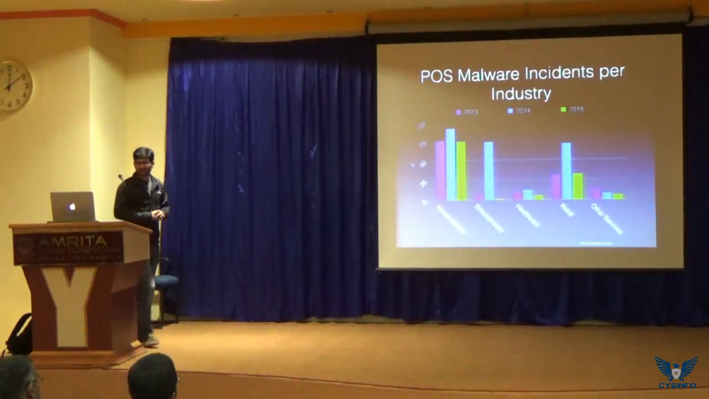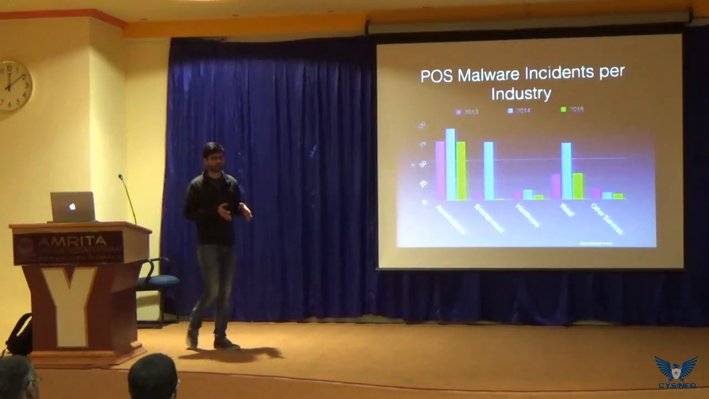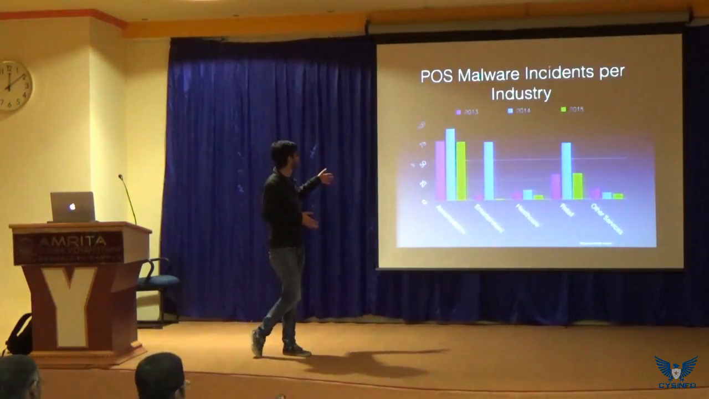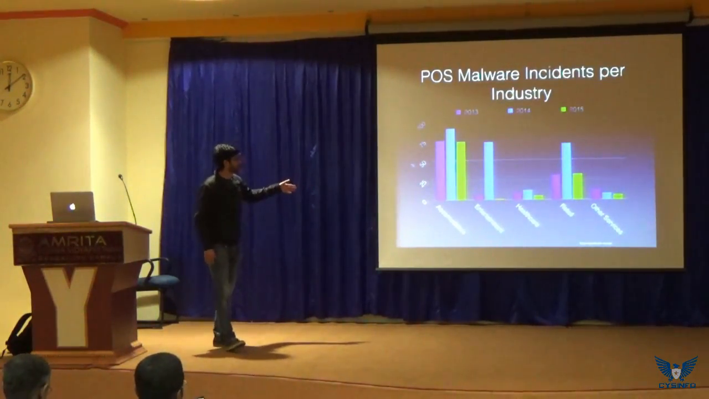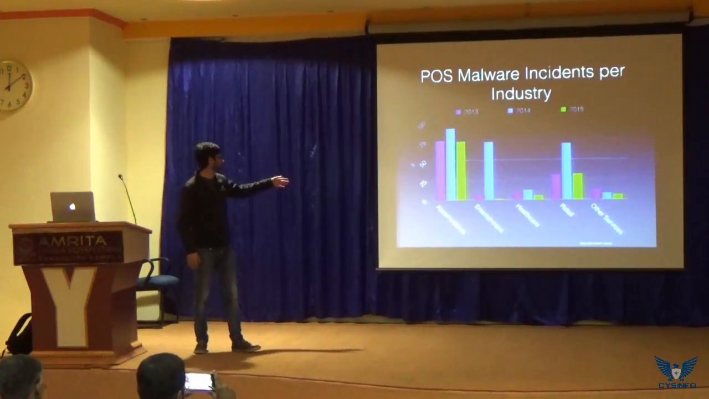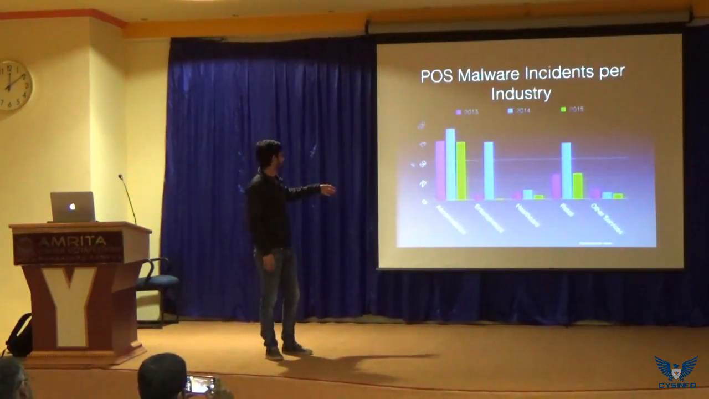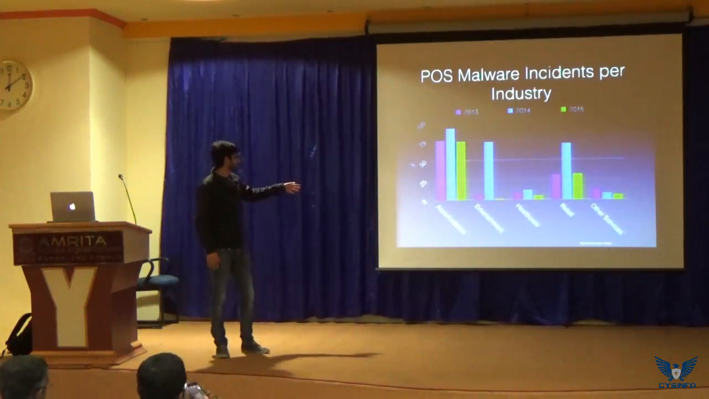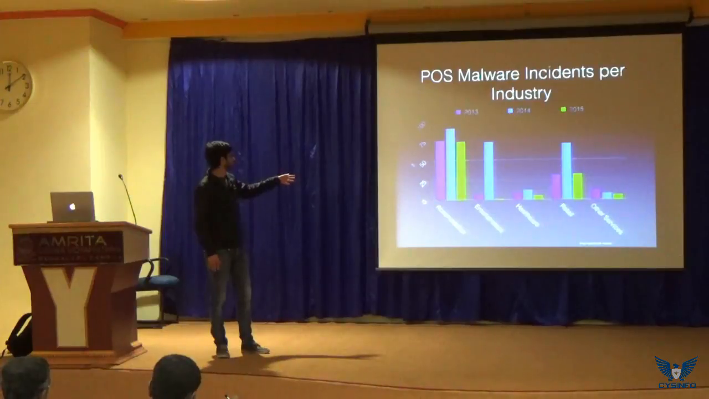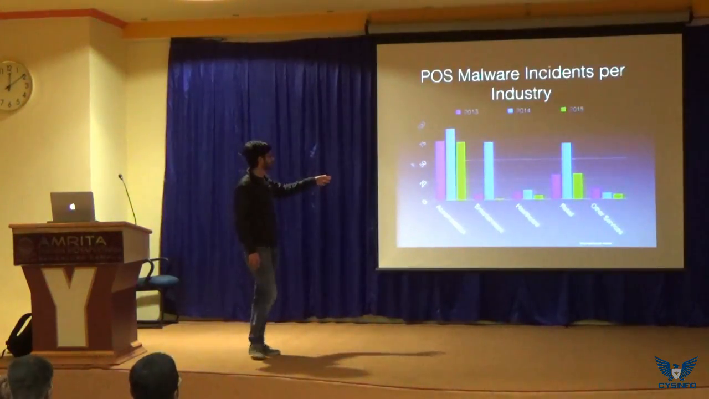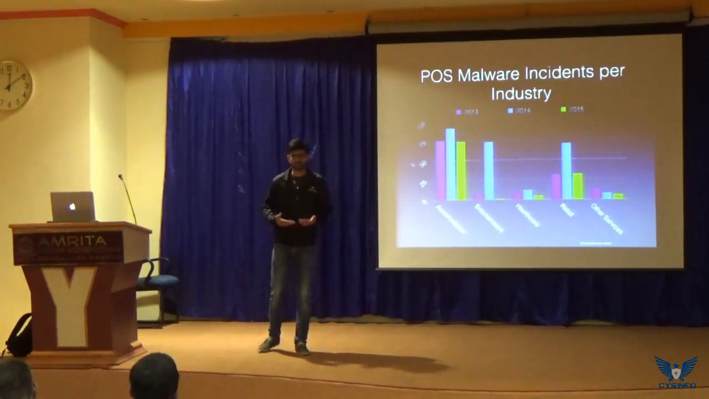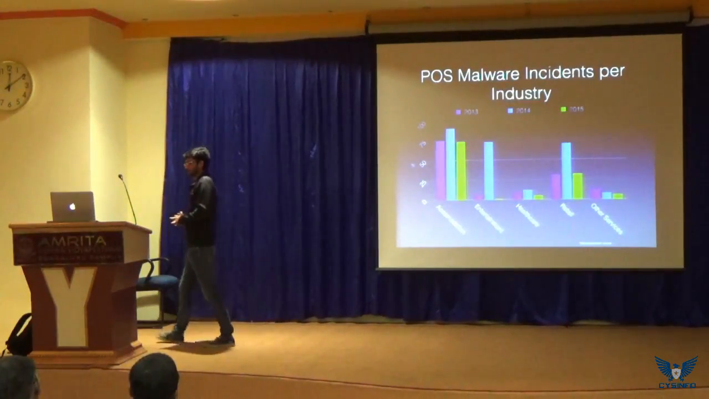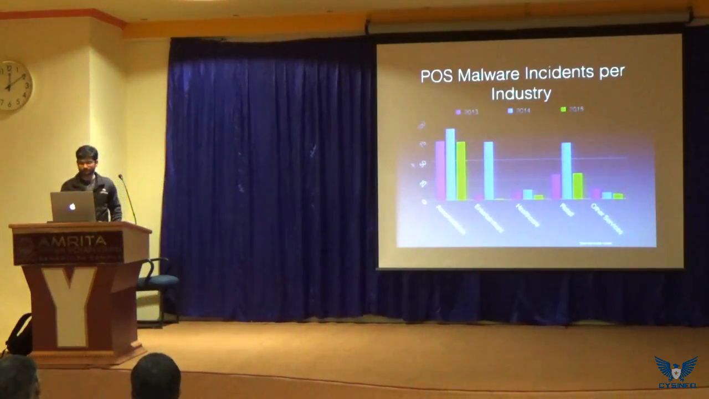And these are the incidents per industry with respect to the years. You can see that 2013 and 2014 were basically the biggest for retail and entertainment and accommodation. So accommodation and retail are mostly targeted by this. And we can see that in 2015, accommodation and retail are still the most lucrative targets for the attackers.